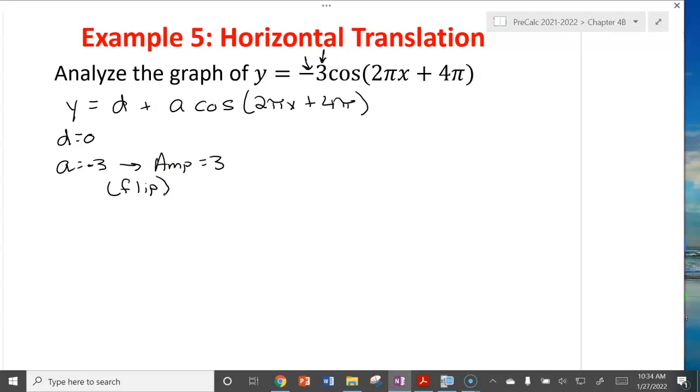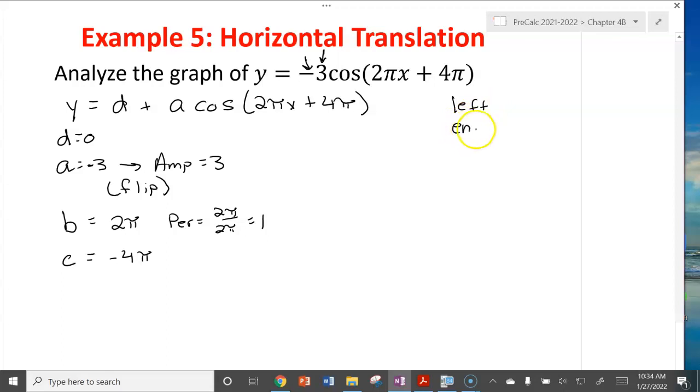We also have B equals 2 pi. So from there, period is 2 pi over 2 pi. That equals 1. C equals -4 pi. So we are also going to have a phase shift. So we're going to find our critical points. We're going to start with the left end and the right end.